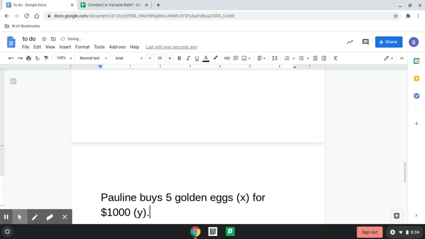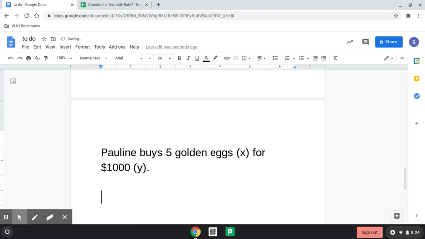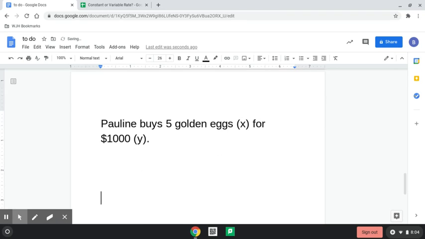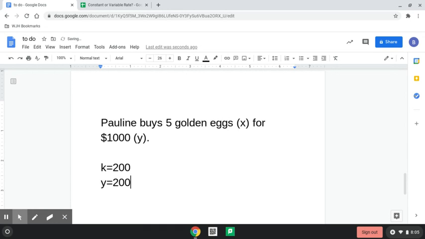And now, once we've done that, and we're going to write an equation for it, we have to just do the same steps as before. We find the constant, and then we plug it into the equation. So y divided by x to find the constant, 1,000 divided by 5. I can do that in my head. So k, the constant, equals 200. And then putting it into the equation, we get y equals 200 times x.